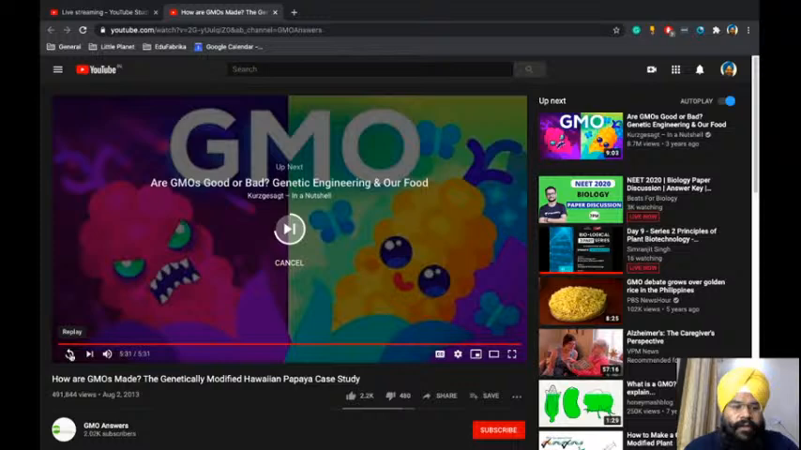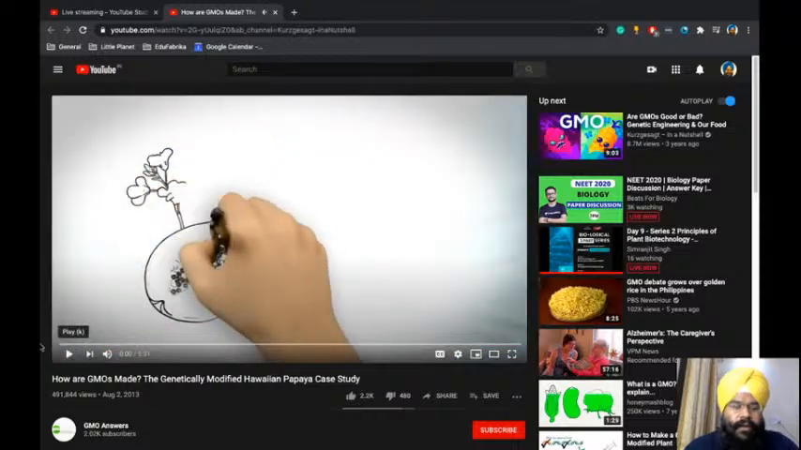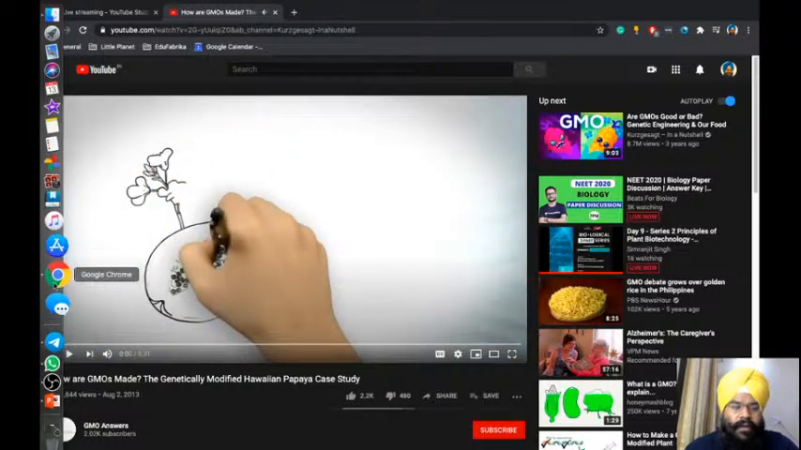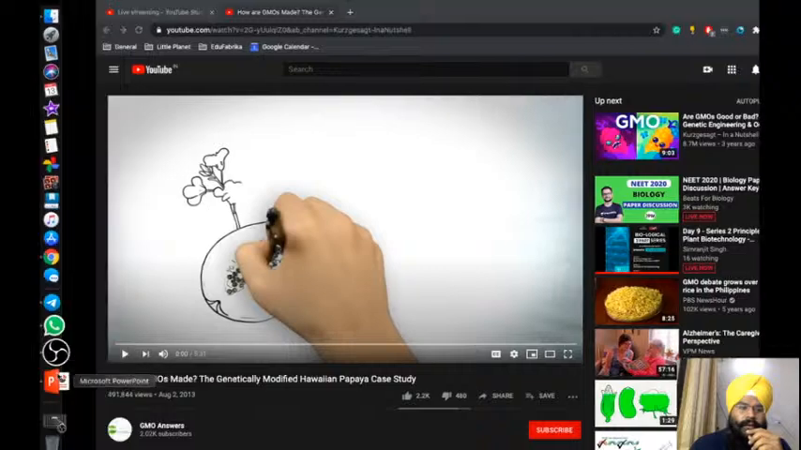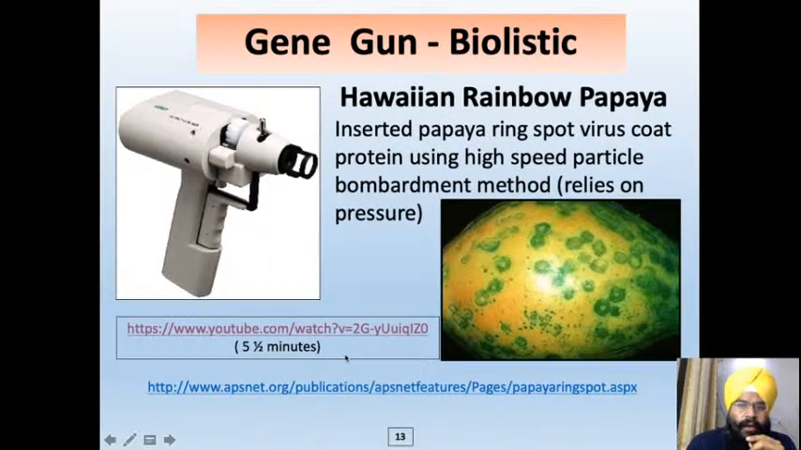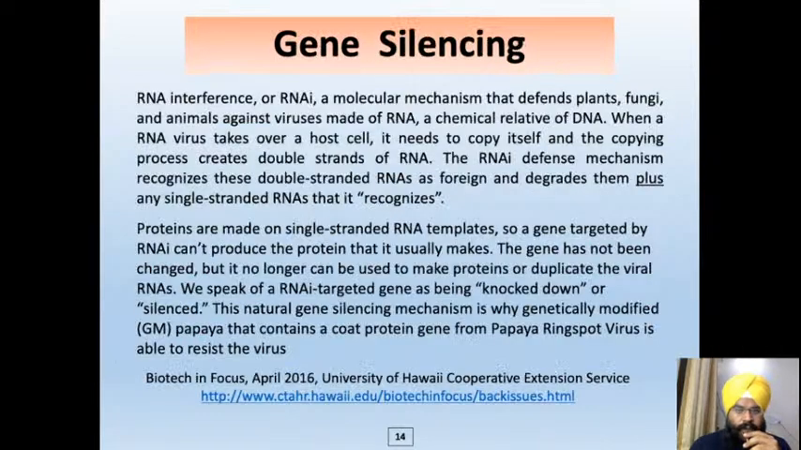So, a very interesting story about the ringspot virus, how they produced Rainbow papaya, which is being produced in Hawaii. So that's how things are done with the help of the gene gun. Very interesting story that GMOs are not so bad and they are being widely used.